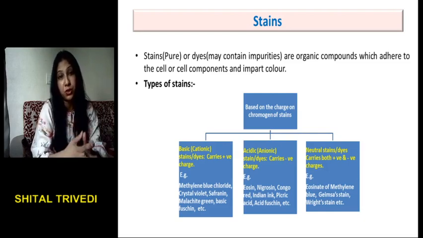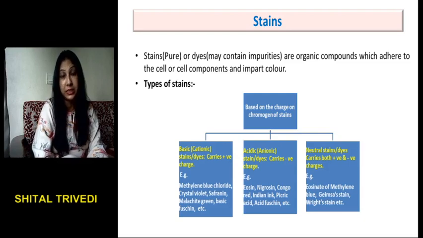Based on the charge carried by the chromophore, stains can be classified into three categories. One is called basic stain or cationic stain. In this stain, the chromophore carries a positive charge, and a variety of these stains are available in the market. For example, methylene blue in its chloride salt form, crystal violet, malachite green, basic fuchsin, safranin, etc.